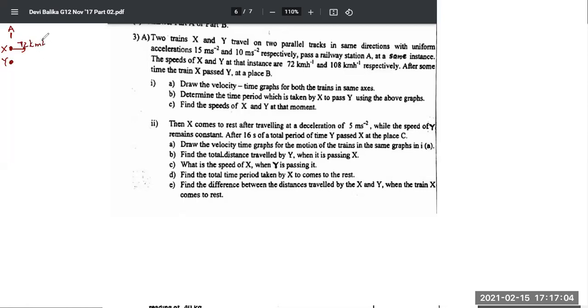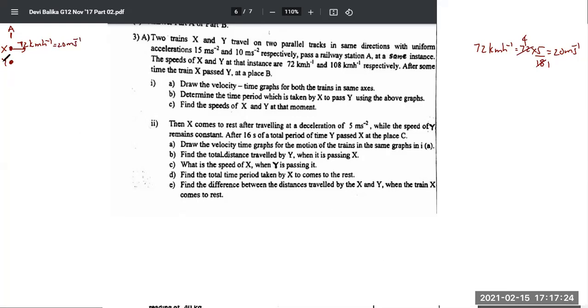People, I hope you know how to convert kilometers per hour to meters per second. Now, 72 kilometers per hour is actually 72 into 5 by 18. That is 20 meters per second. Okay, 18 and 72 you can simplify, 1 and 4 here, 20 meters per second. So I will write that.